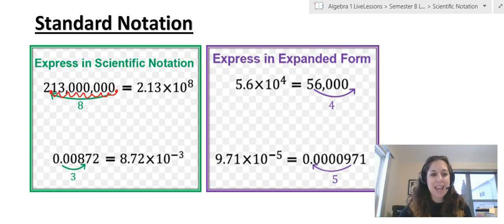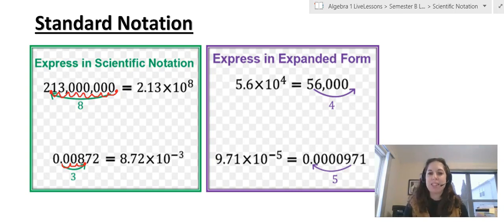If you look at the next example, I have a small number that I'm changing to scientific notation. So again, the first thing I want to do is put my decimal in the place where it's going to make my a between 1 and 10. So in this case, it's between the 8 and the 7. And then I'm going to count how many place values I am moving that decimal. So in this case, it's 3. Because I am moving to the right, and I'm writing a small number in scientific notation, you'll notice my exponent is negative. So it's 8.72 times 10 to the negative 3.